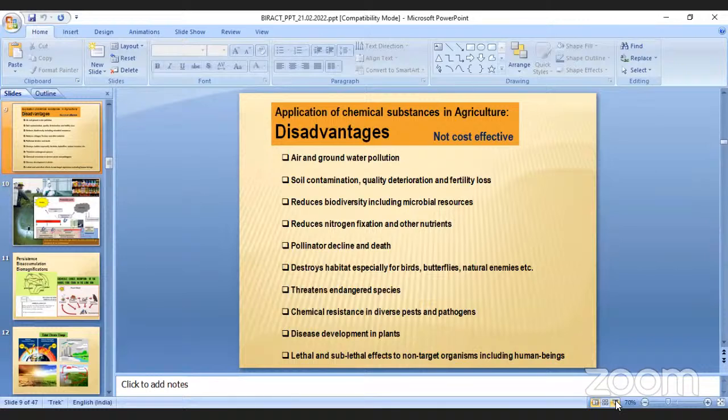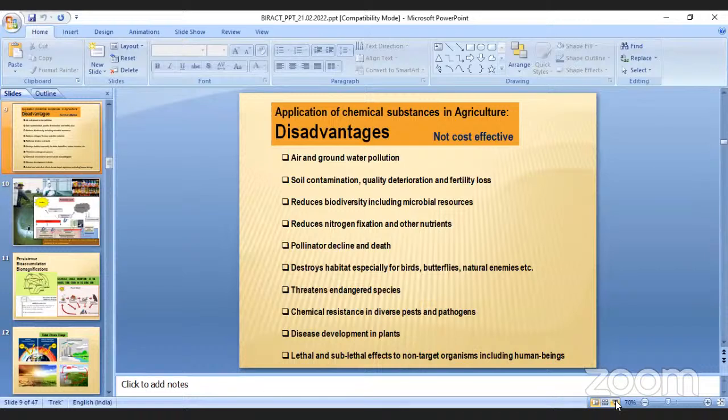So they play an important role in deteriorating our air and groundwater. They can create lots of residues, or produce a number of chemical elements, and whenever they get deposited in the air and groundwater systems, they can ultimately pollute the entire environment. So they play an important role in soil contamination. They have been known for their quality deterioration.